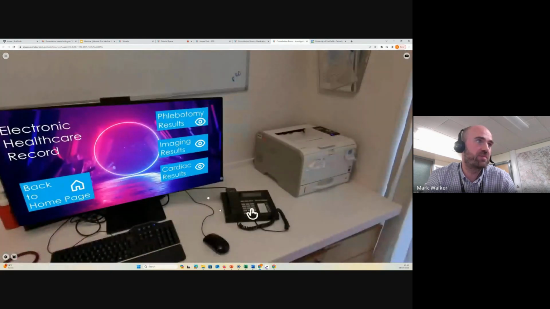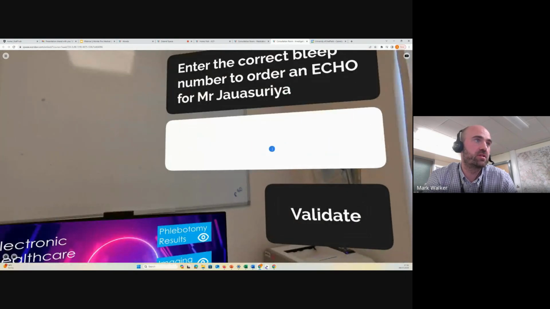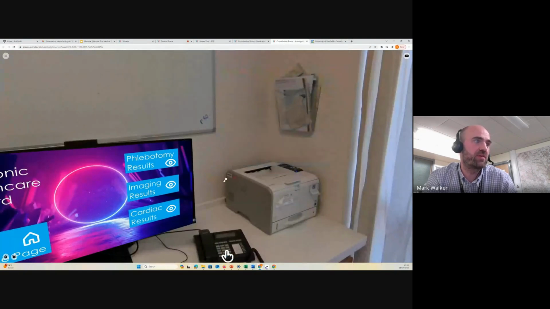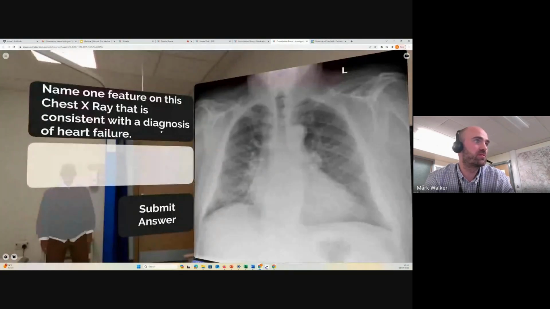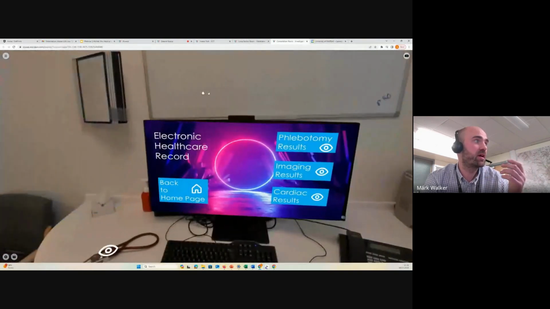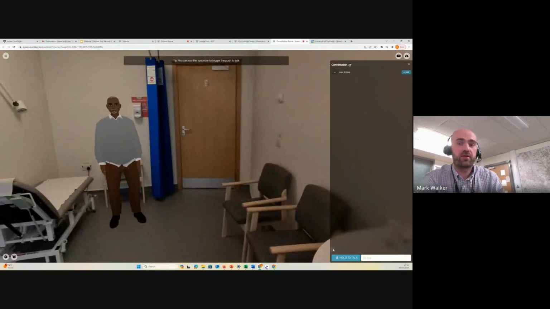So once they've gone through all the aspects of the room, they can punch the code into the space here, and it takes them through to the next room. So it's all seamless. So they don't have to go out. It goes from one step to the next. So the students have to be able to look at the results, look at the tests, interpret the tests, answer questions, and then if they speak with Mr. Jai Sarir here, they can find out what he wants to know today.